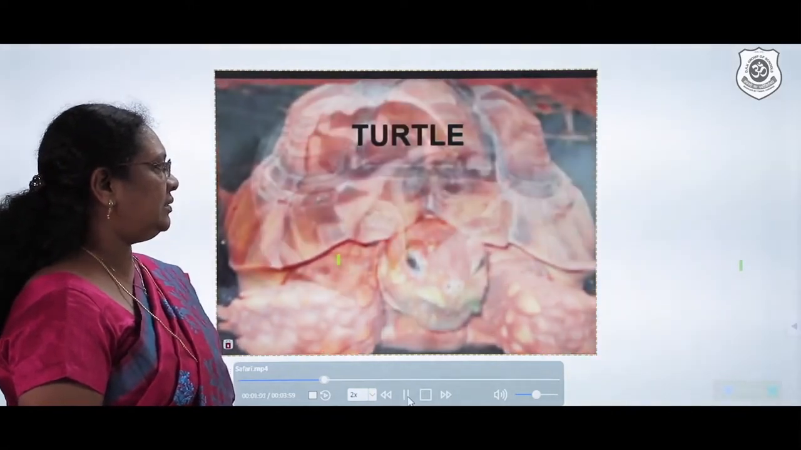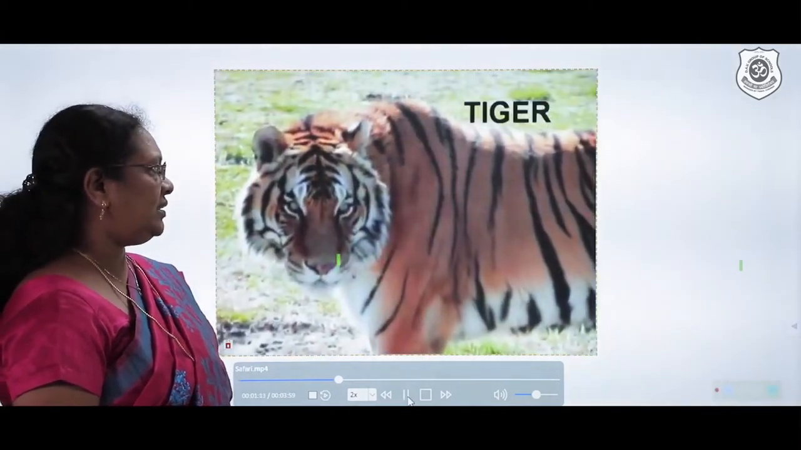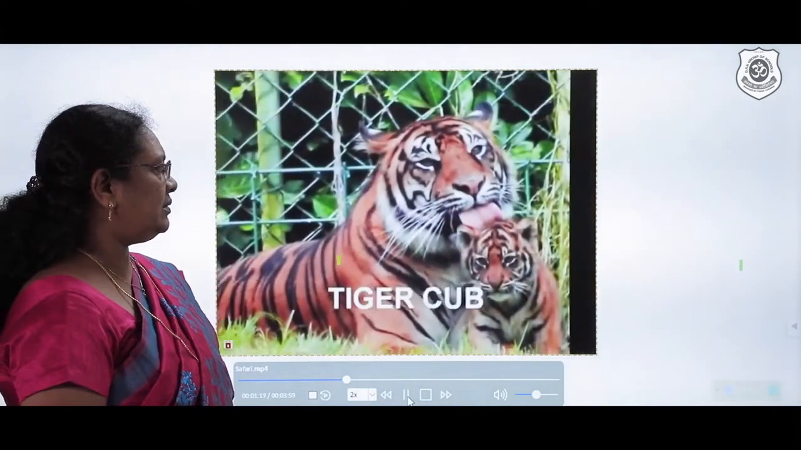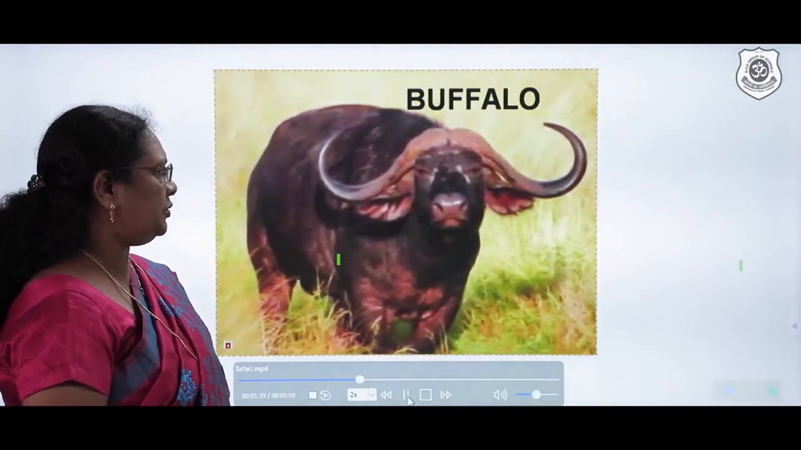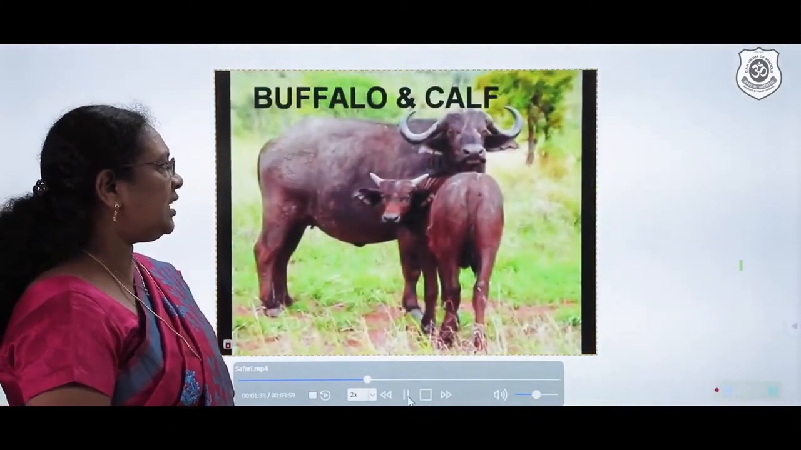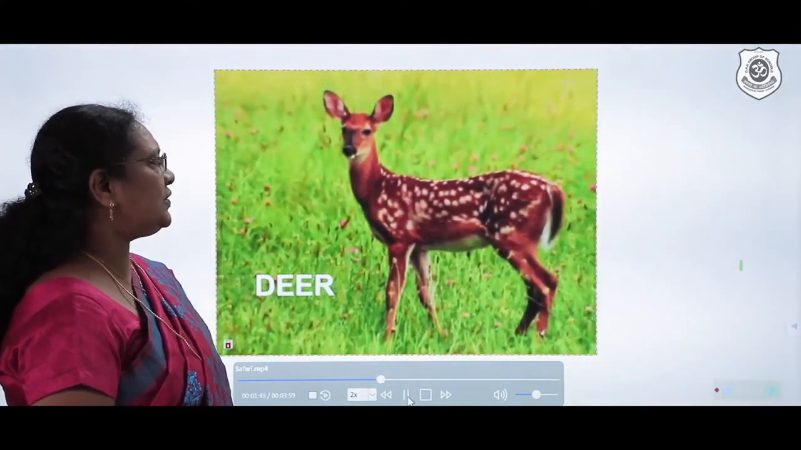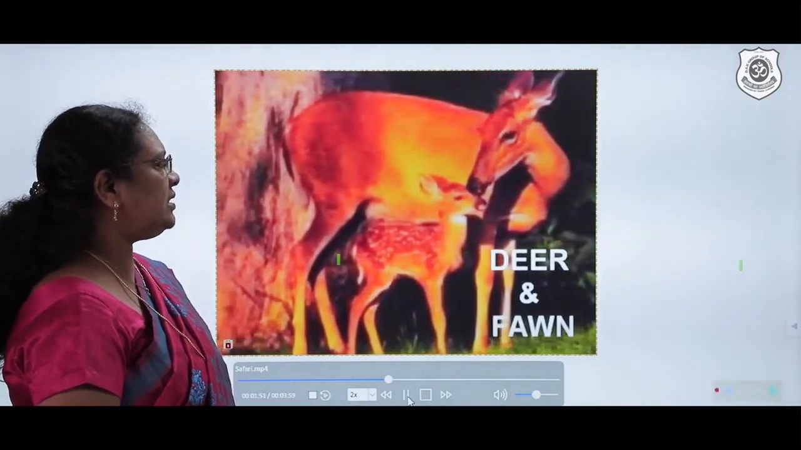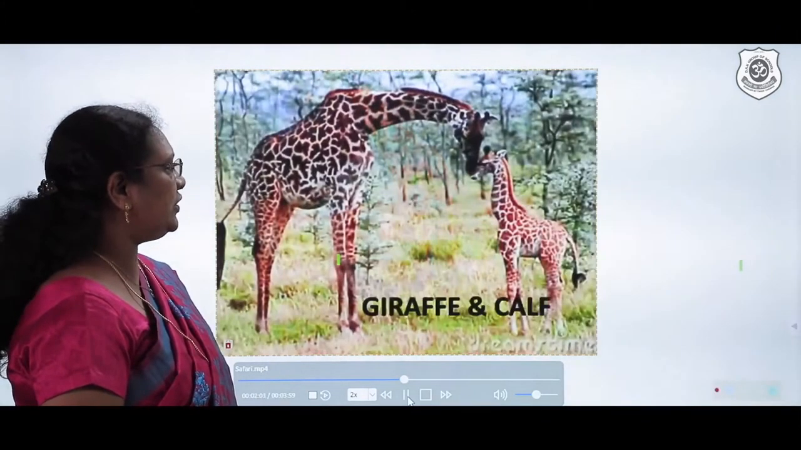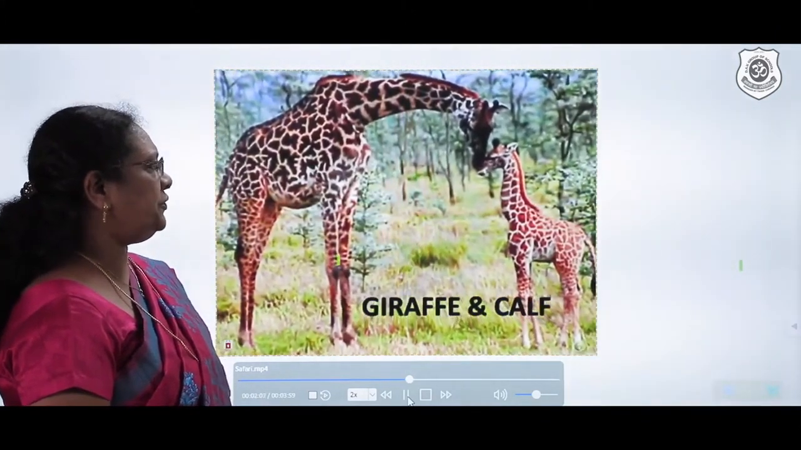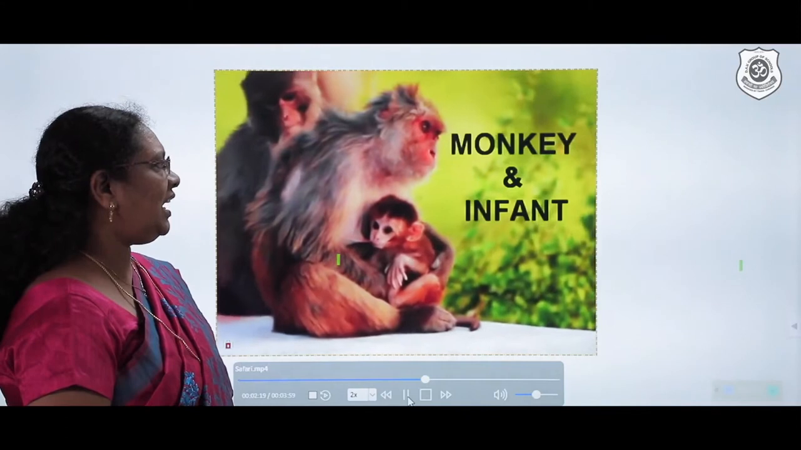turtle. You can see the turtle hatchling just coming out of the egg, tiger enjoying with its cub, showing its maximum love, buffalo spending time with his young one, deer looks really attractive, and we also see the deer with its fawn, giraffe, a real tall organism with its young one, calf, monkey and its infant.